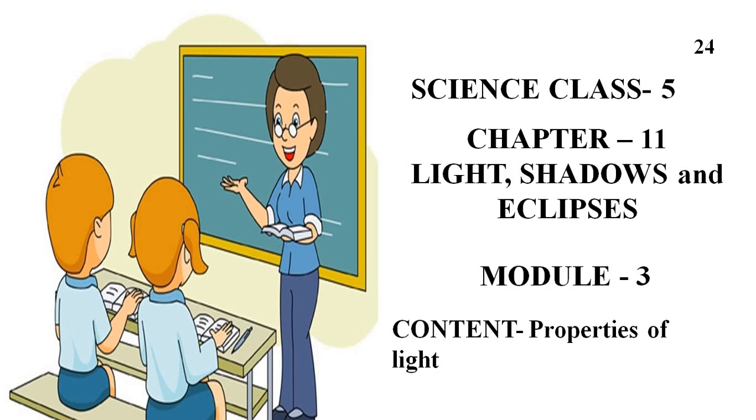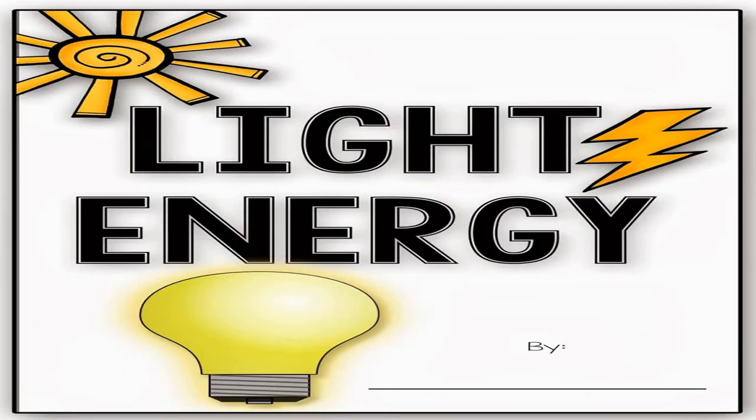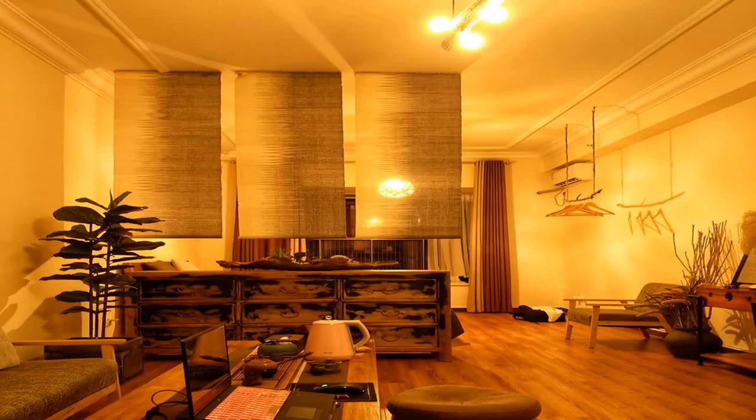Today in this module we are going to learn about properties of light. Light is a form of energy. When we enter into a dark room, we are not able to see anything. On switching the light on, we can see the objects around us.